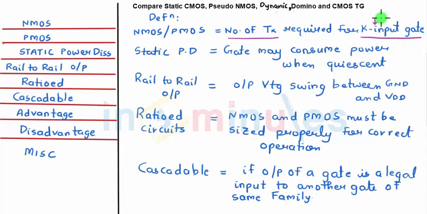So if it's a 2-input AND gate, how many transistors would be required for all these families? If it's a 3-input NAND gate, so it's going to be a K input gate for which I'll identify the number of NMOS and PMOS. That will be my first point of comparison.